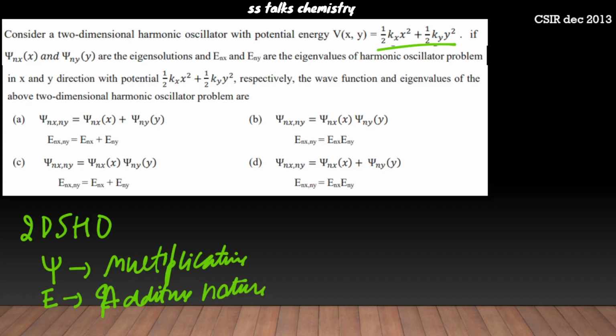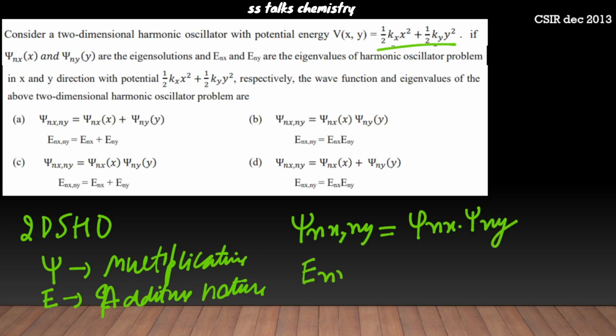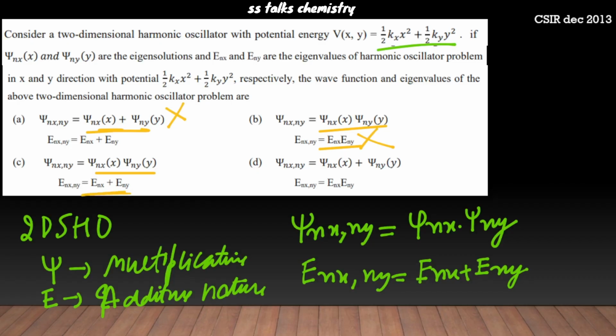So based upon this, the total wave function of nx and ny is going to be the wave function along nx into the wave function along ny, and the energy along nx ny is additive, so it will be energy nx plus energy ny. So these will be the values. So based upon this, let us see the options. It is saying wave function is additive, incorrect. Wave function is multiplicative, energy is also multiplicative, incorrect. Wave function is multiplicative, energy is additive. Option C becomes the right answer.